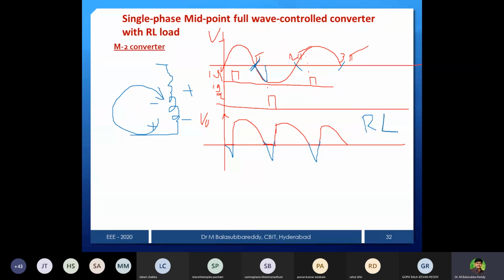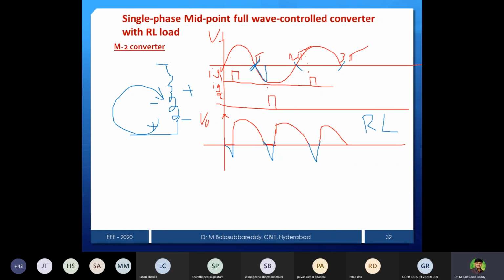If it is R load alone, whatever I drew in red color, after pi it will be 0, and at pi plus alpha the next device will conduct. That will be the R load voltage waveform, and the current waveform is the same as the voltage waveform for the resistive load. Now for RL load, there are two modes of operation. One is continuous mode, another one is discontinuous mode, as well as the rectification mode of operation, and then the inversion mode of operation. So we'll see that. At the moment, we'll see the rectification mode of operation.